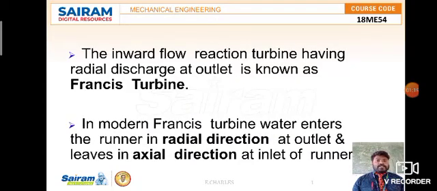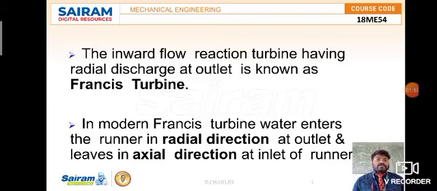Now coming to the Francis and the modern Francis, there are two different types nowadays. Earlier there was the Francis turbine, and nowadays there is a modern Francis turbine. Let us see the difference between these two turbines. An inward flow reaction turbine having a radial discharge at outlet is known as the Francis turbine. So at the outlet of the turbine, the water discharges in a radial direction. The water comes out in the radial direction, and that is nothing but a Francis turbine.